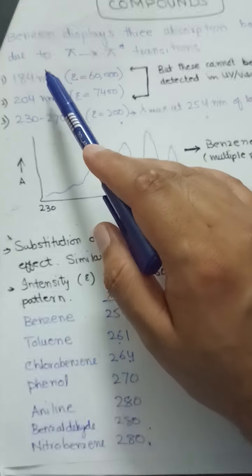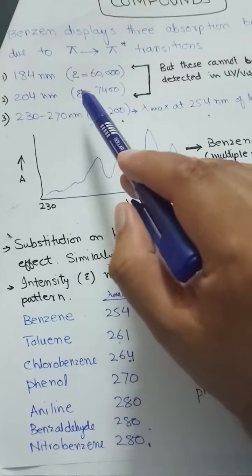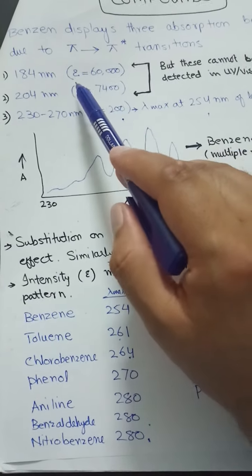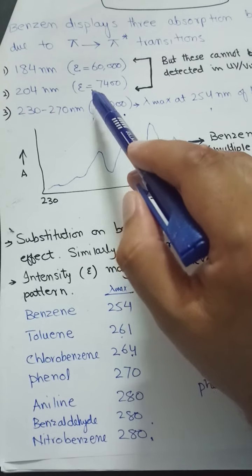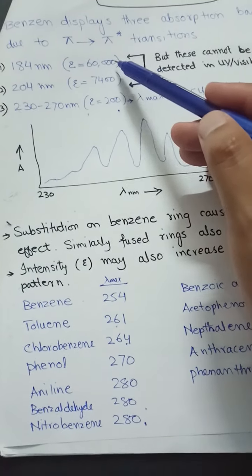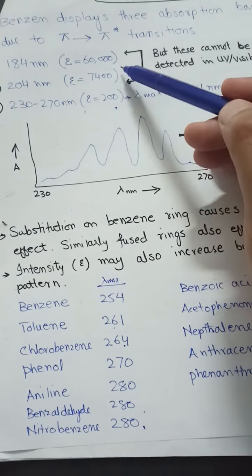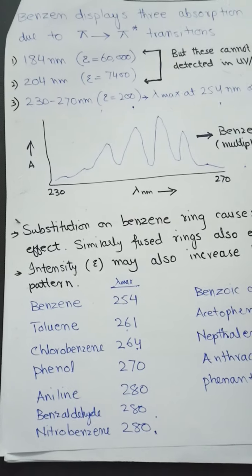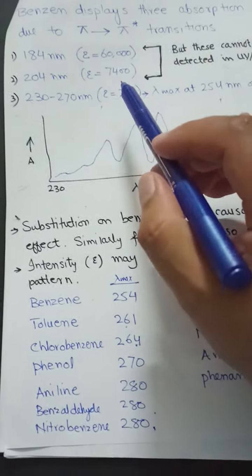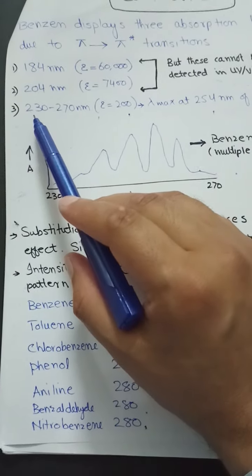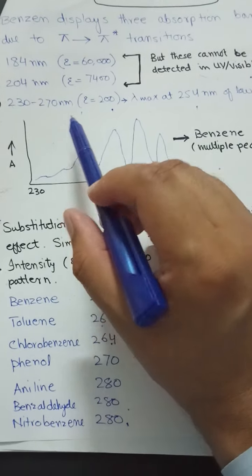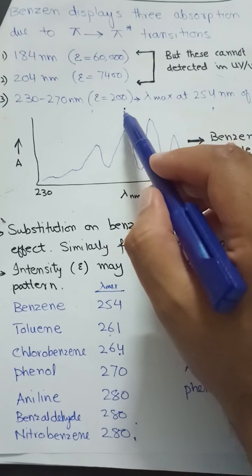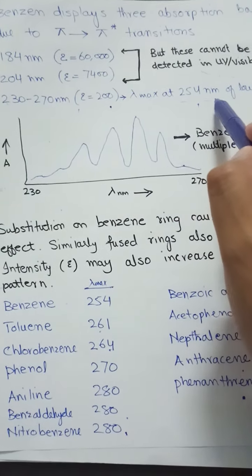But if we look at the molar absorptivity of these three, the maximum molar absorptivity is 60,000 epsilon, and the next one is 7400. These two have good molar absorptivity, but they cannot be detected in a UV visible spectrophotometer because of the low range of the lambda max. Therefore, we usually take this one from 230 to 270 nanometer with a molar absorptivity of 200, and lambda max is at 254 nanometer.